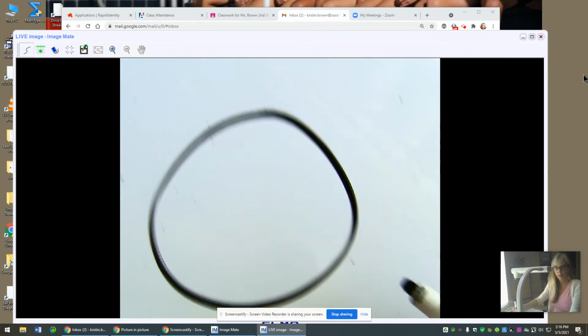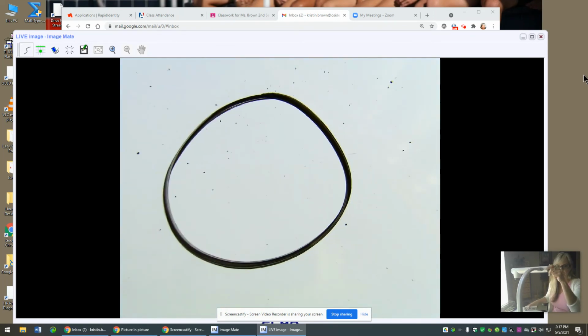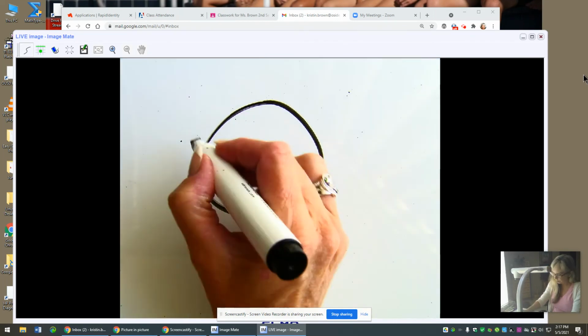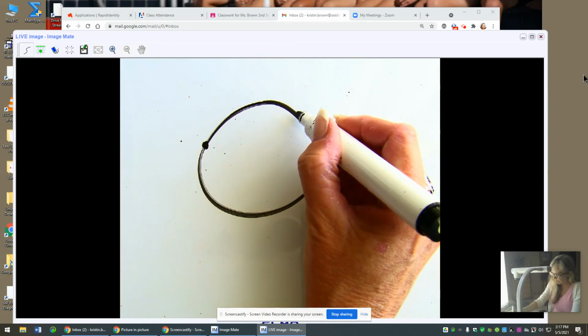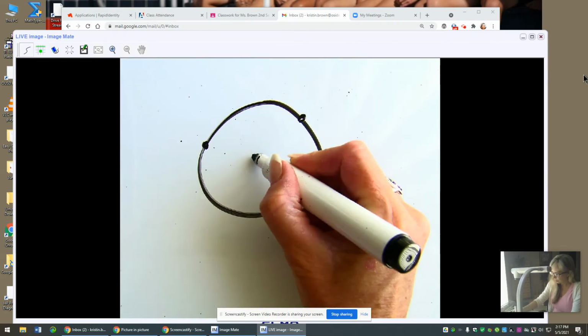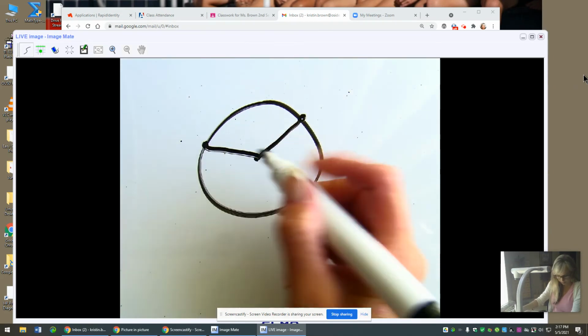So what if I gave you a circle? See how well I can pull off my circle. Not terrible, not great. We're going to have a circle with some radii. Sorry, I meant to have it ready for you.